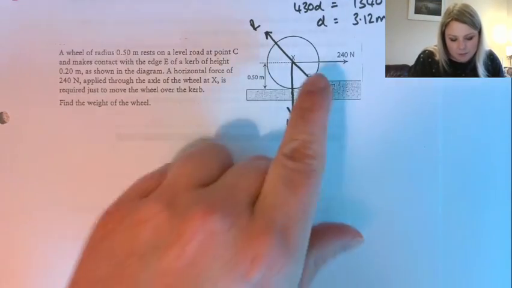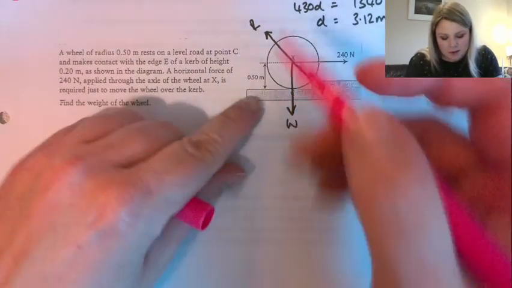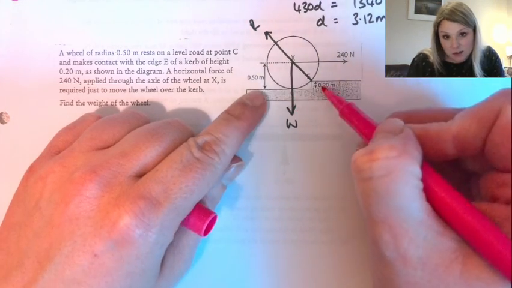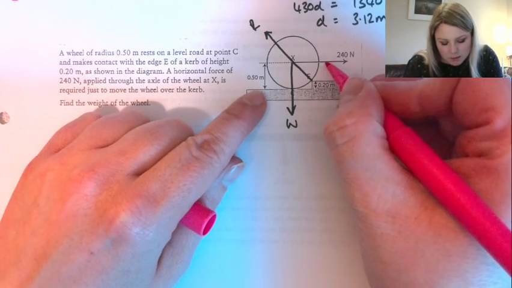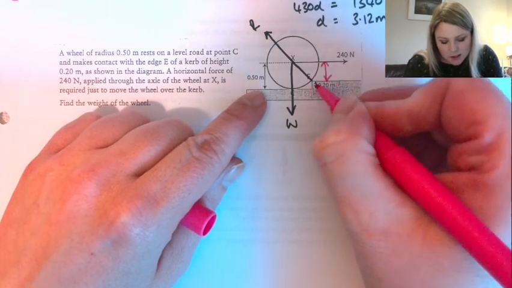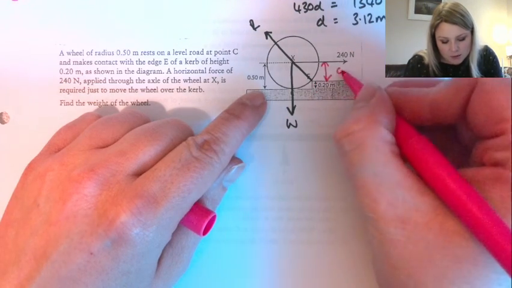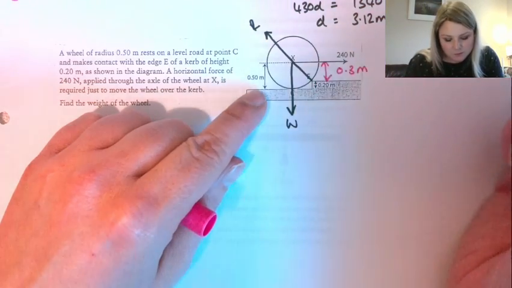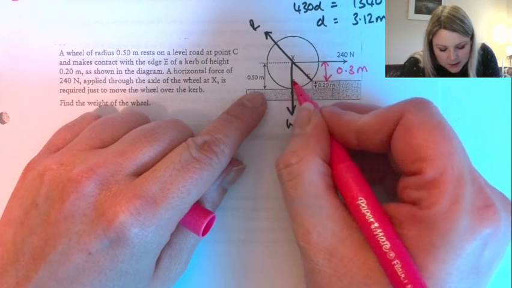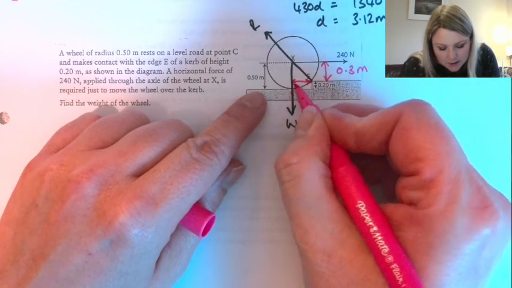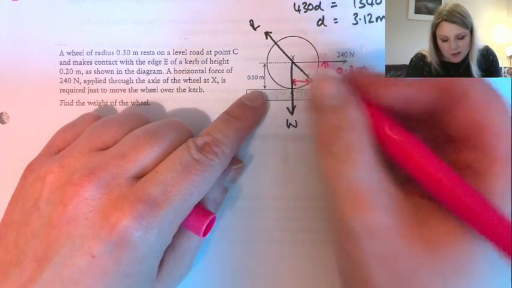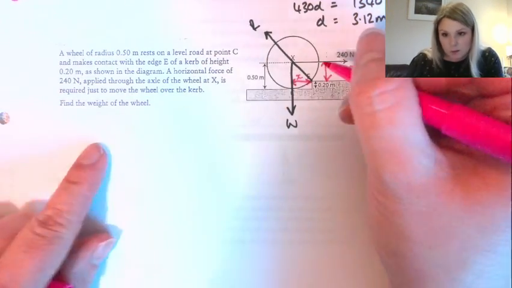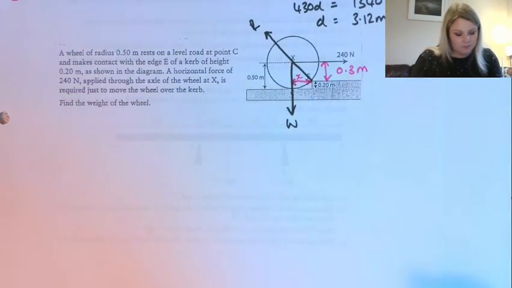Now this one is easy enough, because see the way from here to here is 0.5 and here to here is 0.2. Well, that means the perpendicular distance from this 240 to this point E is going to be 0.3 meters. We also need to get this wee distance here. It's a bit harder to figure out. I'm going to call it x for now, and then we'll work it out over here.